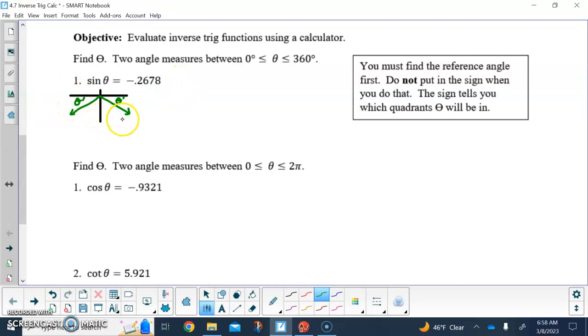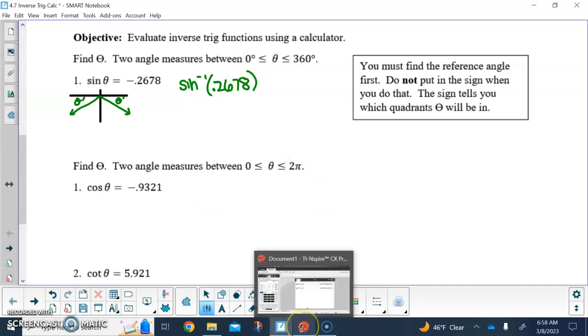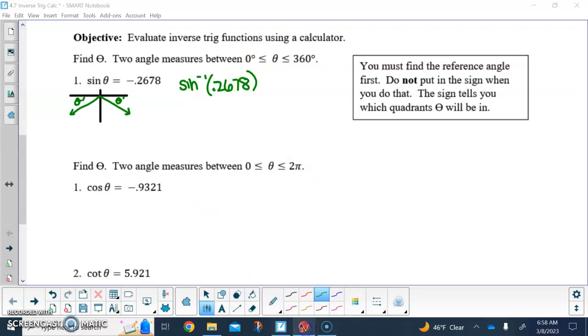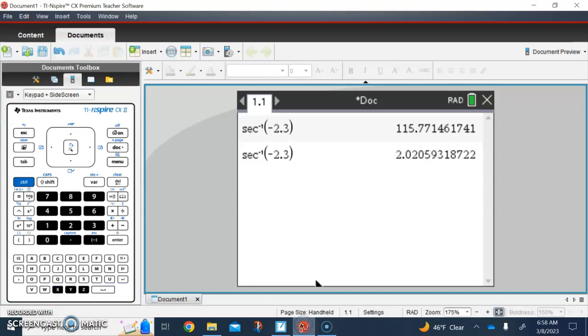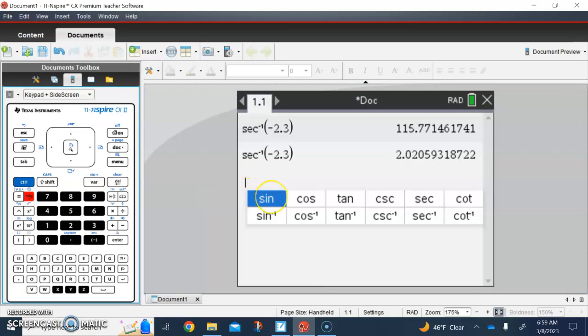We're going to use our calculator so that we can find theta prime, okay? What we're going to do is sine inverse of 0.2678. Notice you do not put the negative sign in there. So we're doing sine inverse of 0.2678. Give me a second so y'all can actually see that.